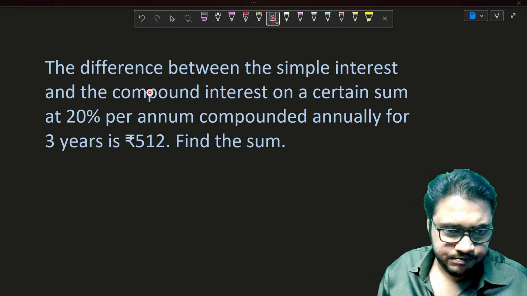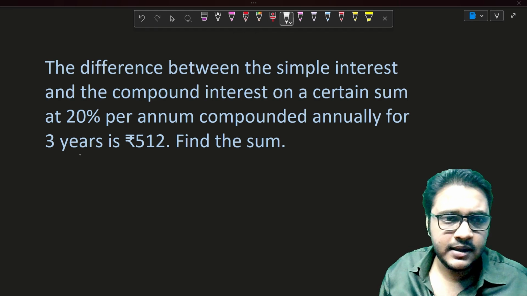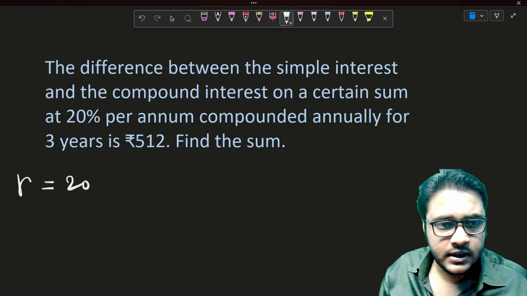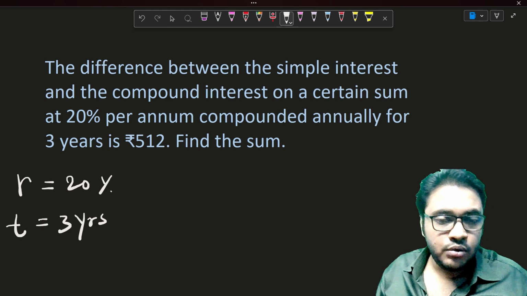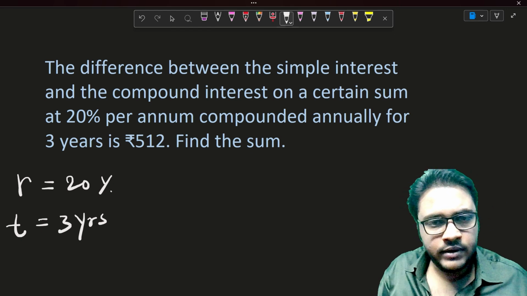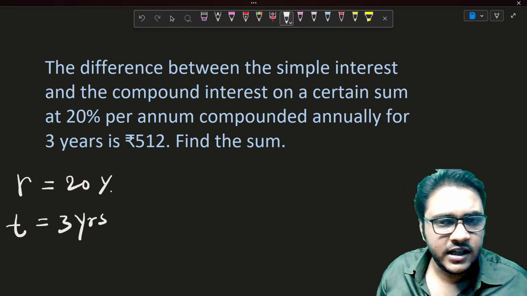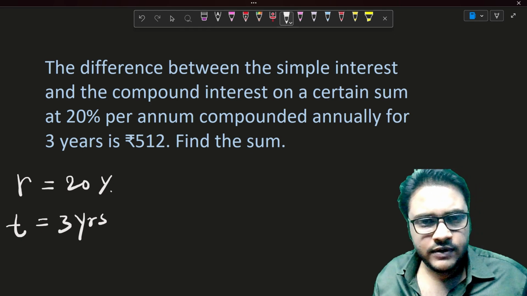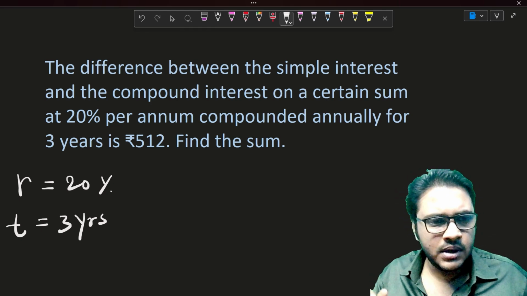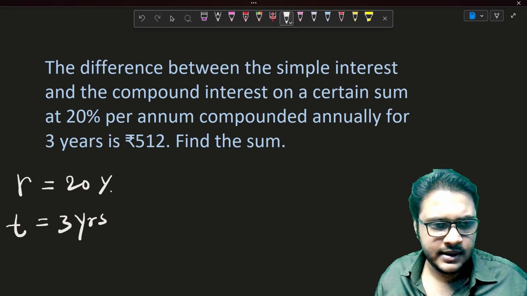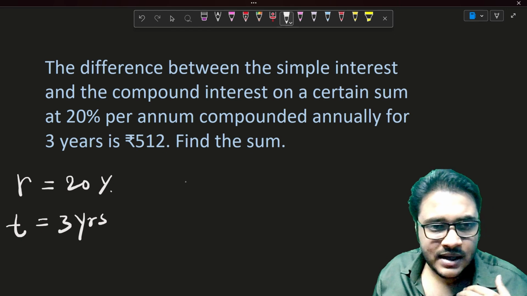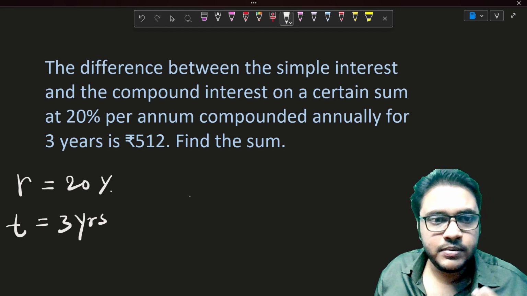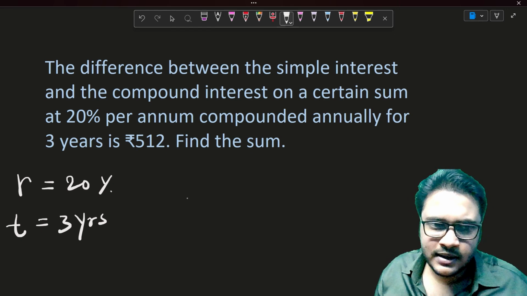Let's try to understand. We don't have many things given in this question. We just have the rate percent given as 20%. We have the time given to us as 3 years, and that's it. Now, to find out the sum, we will have to assume the sum to be a variable or a number. Instead of using a variable, I would like to assume a number because that makes my calculations easy. Please understand the assumption for the sum should be done in a little intelligent way.